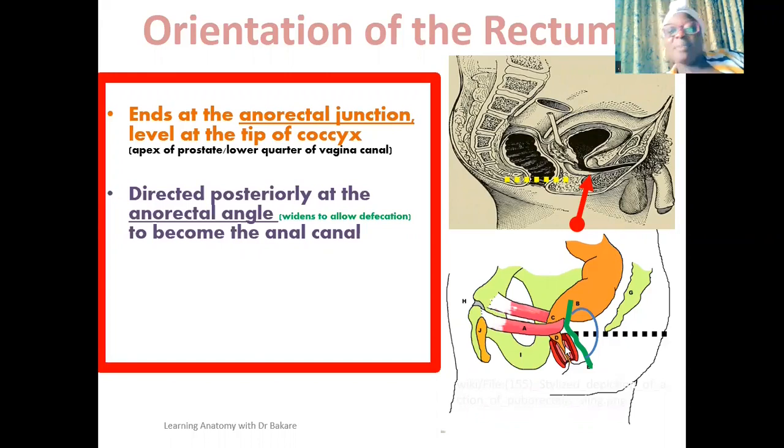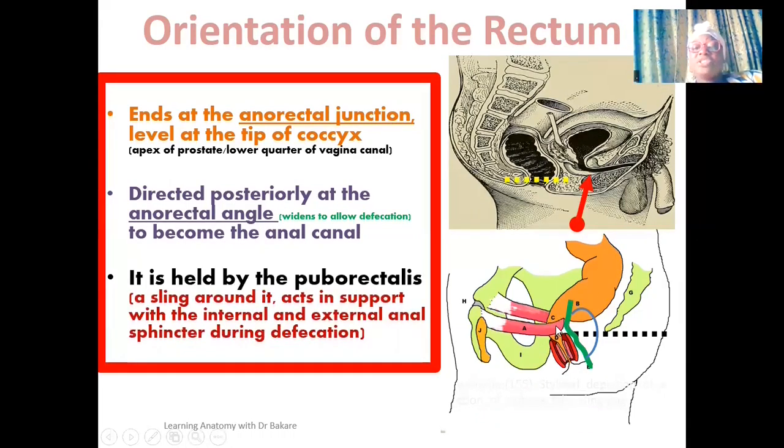So the anal canal will be straightened to some extent so as to allow the easy passage of the feces. Also to add, the anorectal junction is being held onto the posterior wall of the pubic bone by the puborectalis. This is the puborectalis here, arrowed in black. This muscle acts like a sling around the anorectal junction, thereby giving it structural support or helping to hold the anorectal junction to the posterior border of the pubic bone. The pubic bone is one of the bones that form the pelvic bone. Also, during the process of defecation, this puborectalis muscle acts as a support with the external and internal anal sphincter to help facilitate the process of defecation.